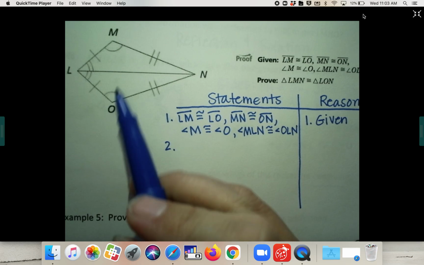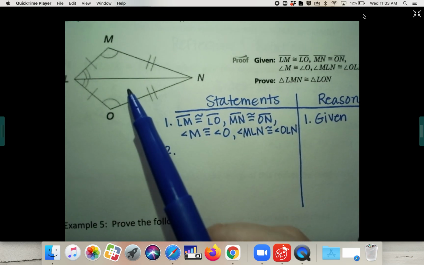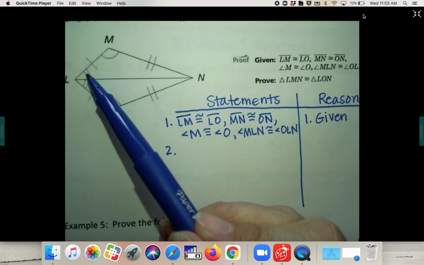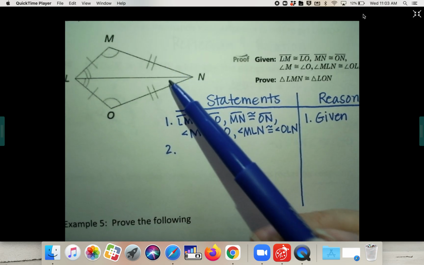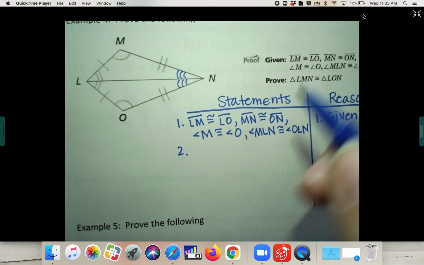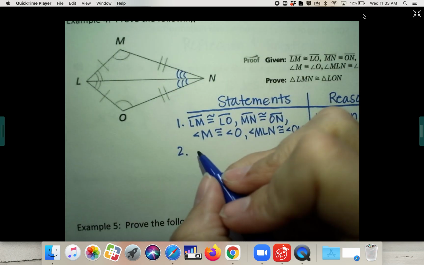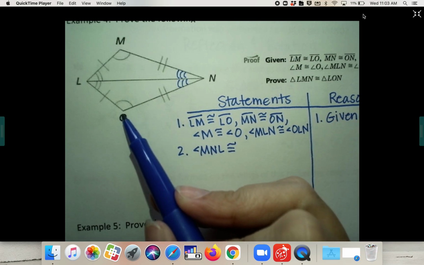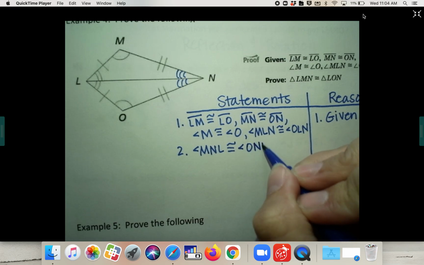Okay, let's move on. We're trying to prove that these two triangles are congruent, which is what it has here. So what else can we show? Out of these two angles that are congruent in these two triangles, we can show that the third angle in here is also congruent. So let's mark up the 3 hash marks here, and let's write what those are. Angle MNL is congruent, you have to go in the same order, to angle ONL.